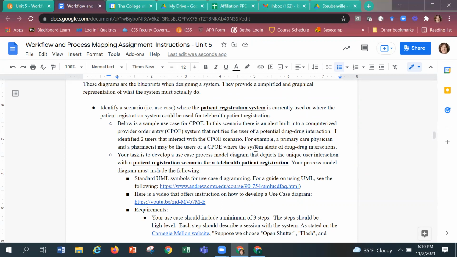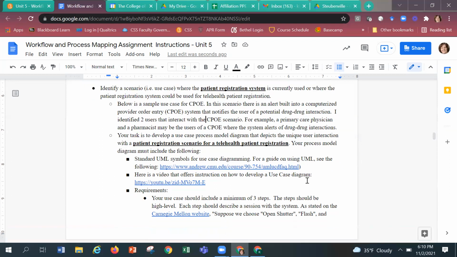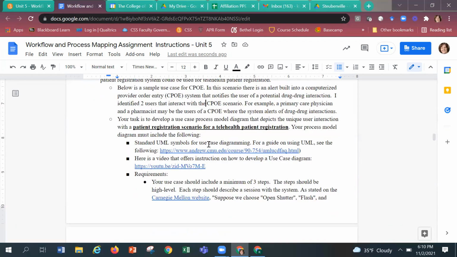Okay. So anyways, I identify 2 users that interact with the CPOE scenario. And so for example, in this one, it's a primary care physician and a pharmacist that are the users of the CPOE system, where the system alerts of the drug-drug interaction. So your task is to develop a use case process model diagram that depicts the unique user interaction with a patient registration scenario for a telehealth patient registration. And your process model diagram must include the following.